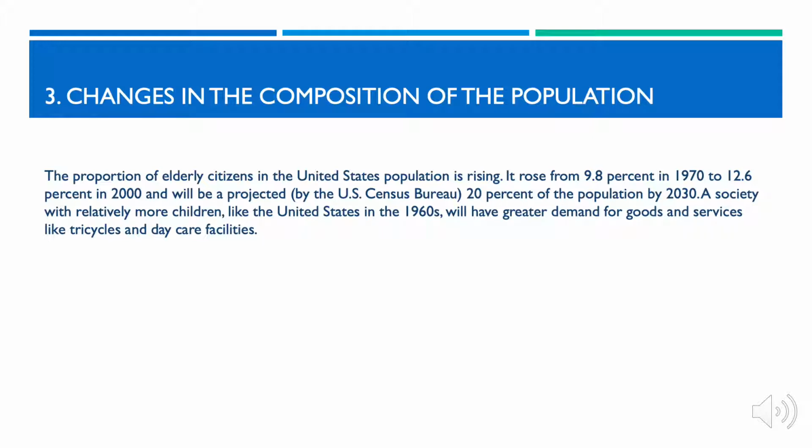Now, changes in composition of the population. The proportion of elderly people in the United States population is rising. It rose from 9.8% in 1970 to 12.6% in 2000 and is projected by the United States Census Bureau to be 20% of the population by 2030. A society with relatively more children, like the United States in the 1960s, will have greater demand for goods and services like tricycles and daycare facilities.